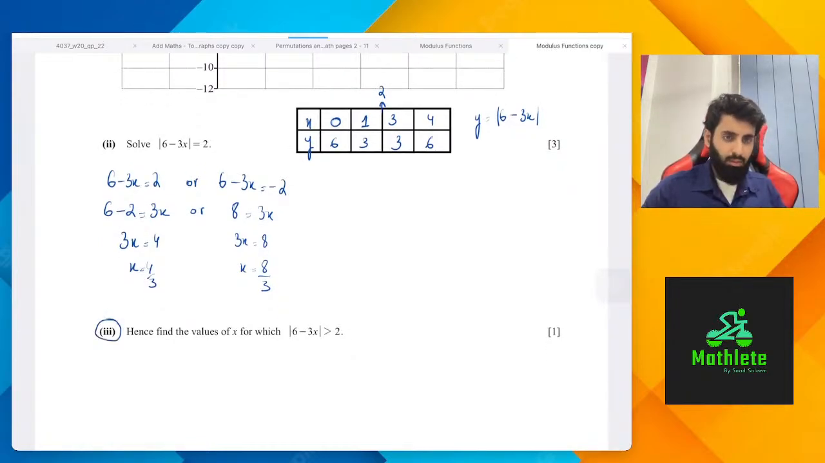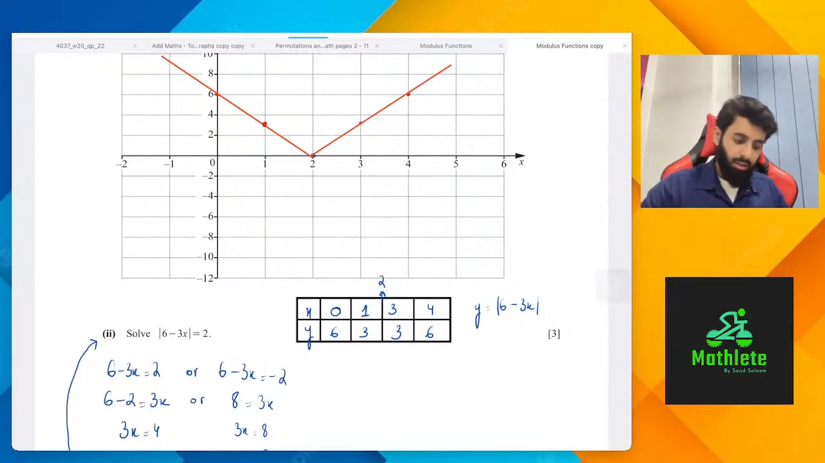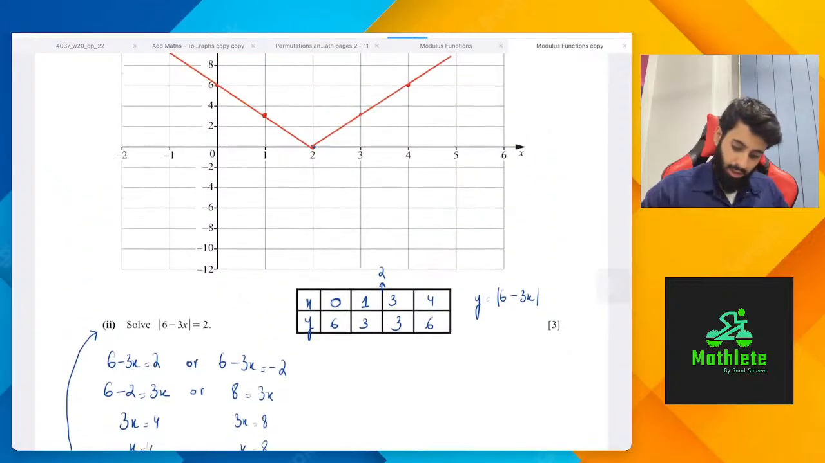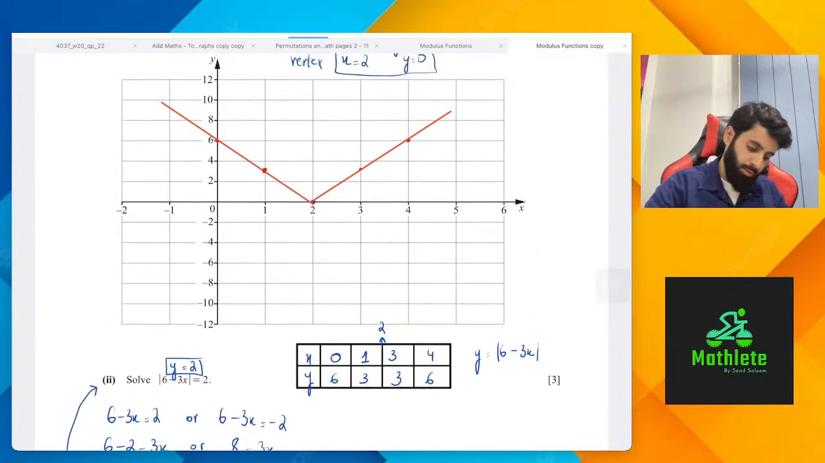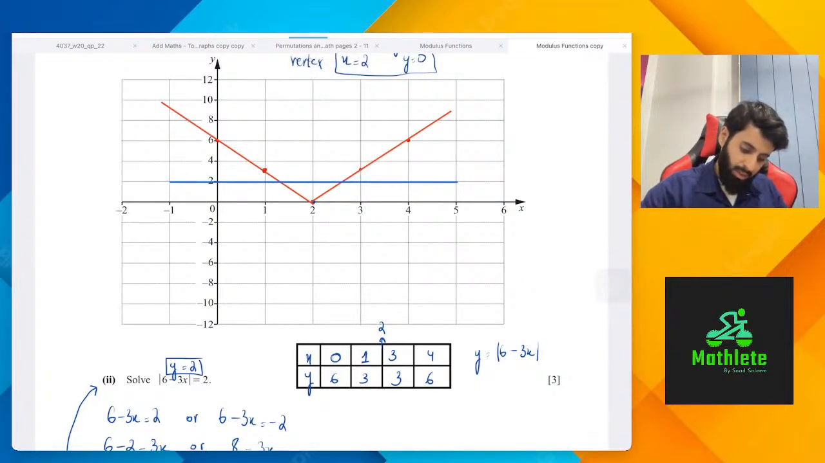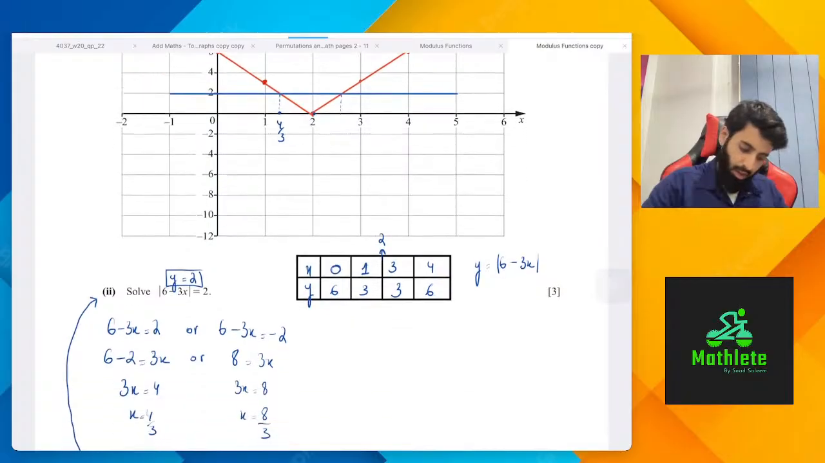For part 3, where it says hence find, whenever the question says hence find, that means it's connected to part 2. So you can actually use your graph to work this out. The line that you're going to draw is basically the line y is equal to 2, a horizontal line at 2. Through your solution of part 2, you know exactly where the line and the modulus graph meet. One of them is 4 upon 3 and the other is 8 upon 3.